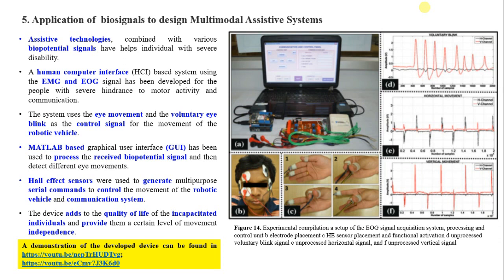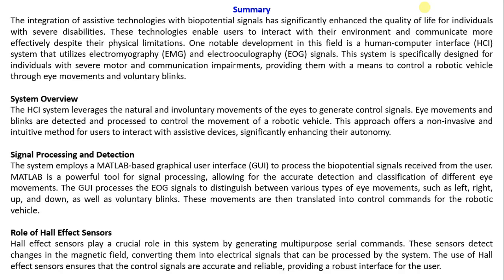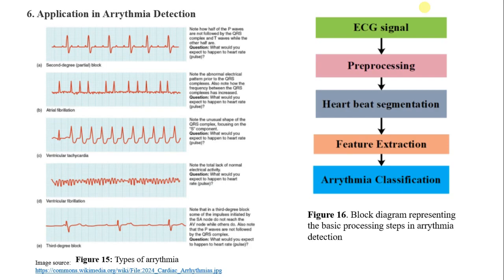A slightly different method you will find in the ECG signal. We basically use the ECG signal for classification, specifically to find out what type of disease we are having. If you see, we have the ECG signal, then we do the pre-processing. After that, you go for heartbeat segmentation, then feature extraction, and then we find what type of disease we have.